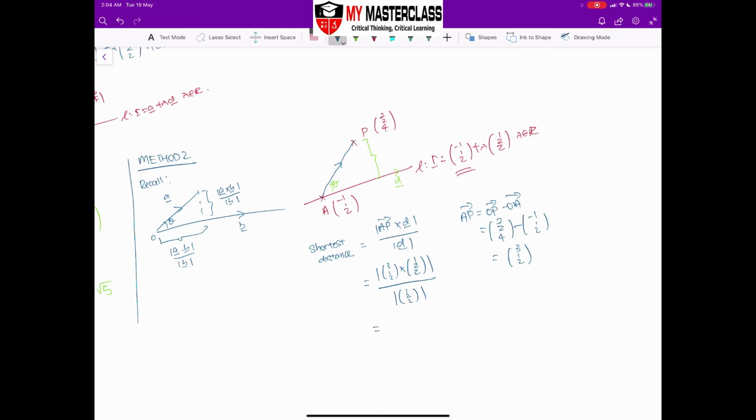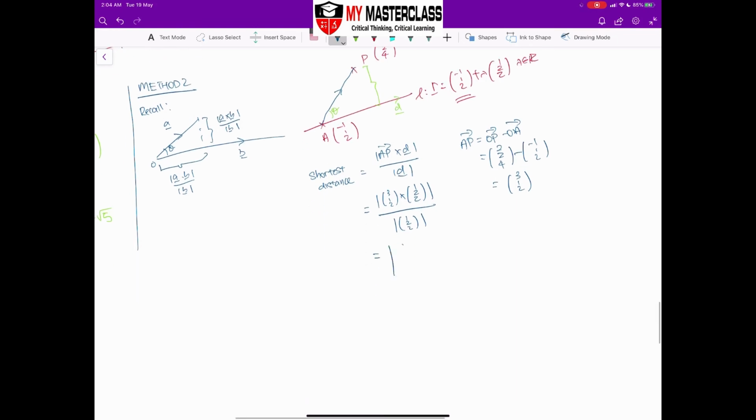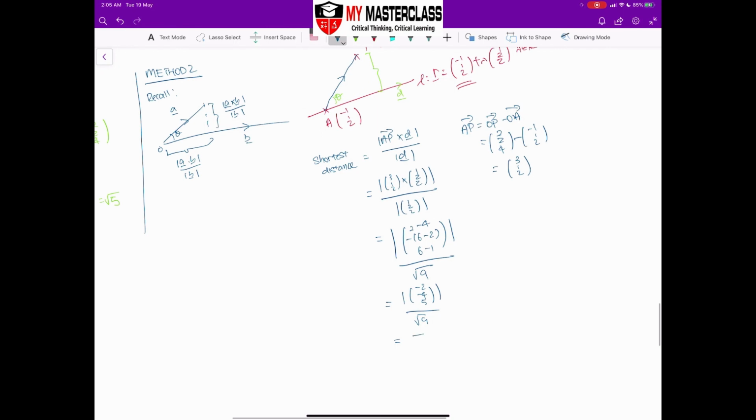If you quickly cross it out, you should derive this. Cover the top row, take AD minus BC, which will be 2 minus 4, minus away 6 minus 2, and 6 minus 1, over root 9, which is 1 squared plus 2 squared plus 2 squared. You should derive (-2, -4, 5) over root 9. Further simplify, you will get root 45 over root 9, which is essentially the same as what you used in method 1 to derive: root 5 units.